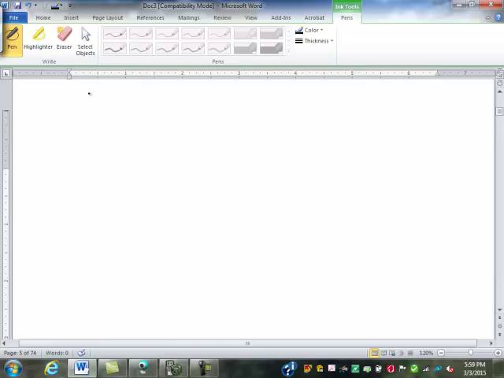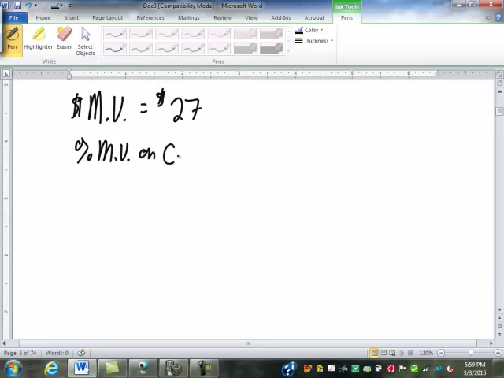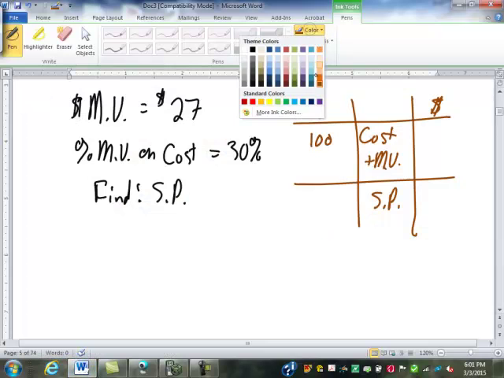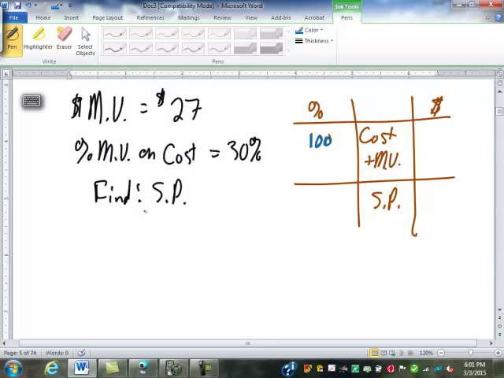If I give you that the dollar markup is $27 and the percent markup on cost is 30%. Find the selling price. So what do we know here? 100% of course is going to go on the cost. Okay, the percent markup is 30. And this is 27. And what are we looking for?